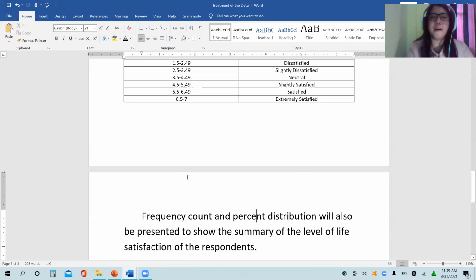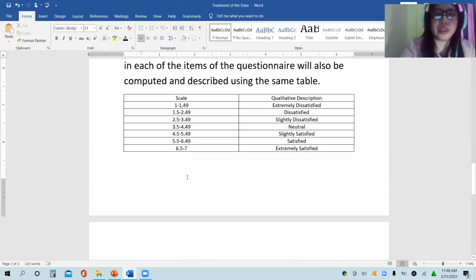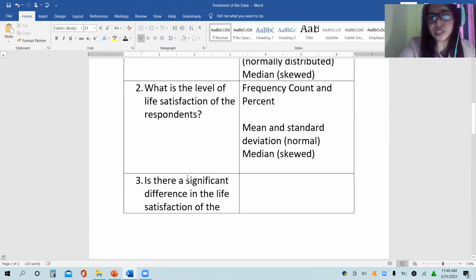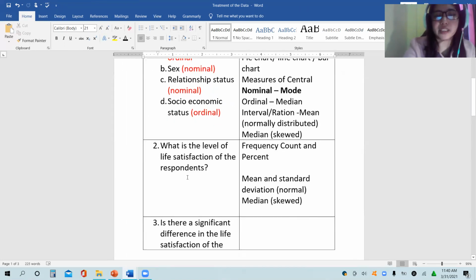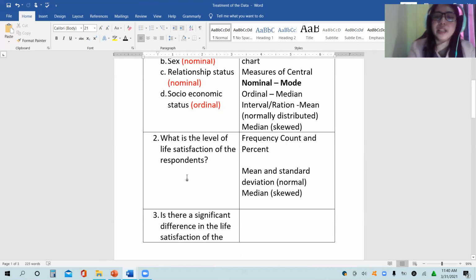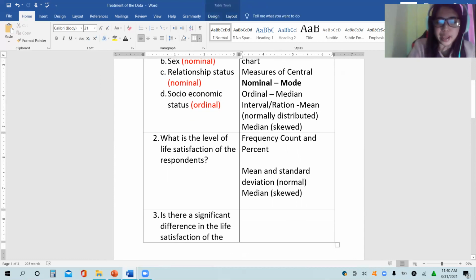Okay, let's go back. So are we done here? So as mentioned, what is the treatment for level of satisfaction? It is mean and standard deviation if the data is normally distributed. But if it is skewed, then we are going to consider the median. But if we go back to our data set, if you can still recall, our n is equal to 120.